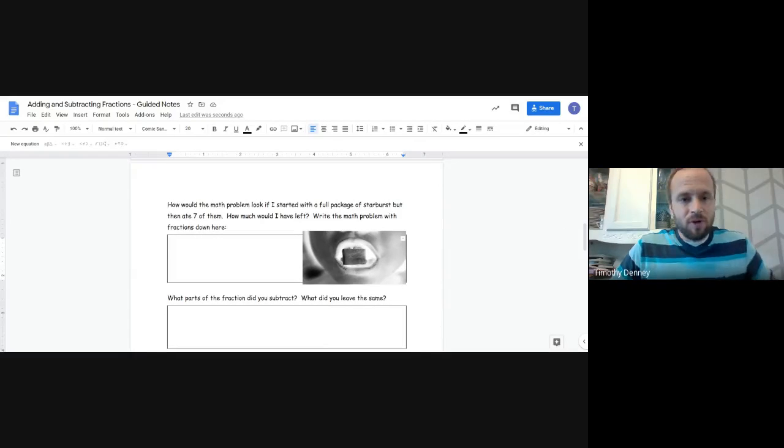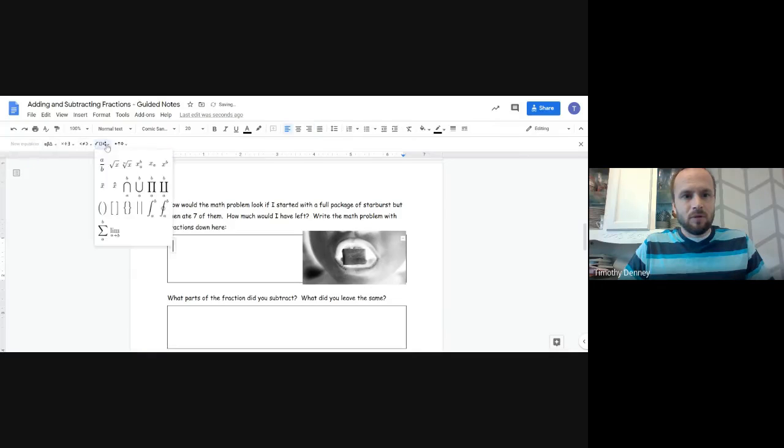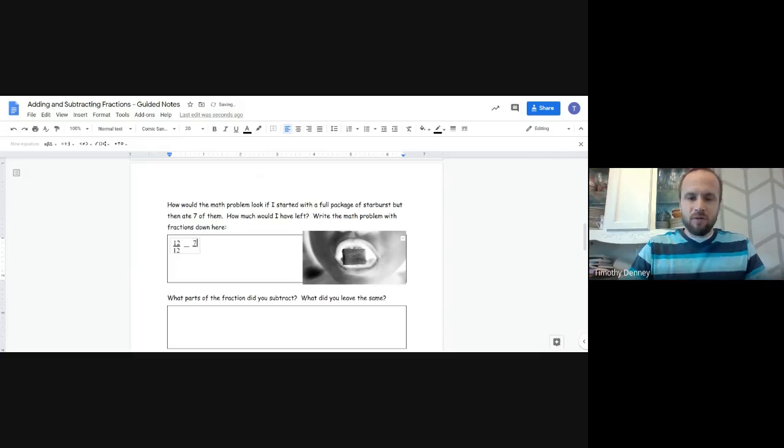So subtraction is a similar process, but let's look at a problem. How would the math problem look if I started with a full package of Starbursts, but then ate 7 of them? How much would I have left? Write the math problem with the fractions down here. Again, my package is still 12 parts to make a whole. I started out with a whole package, so I better have 12 parts. That's my whole there. I'm going to take away 7, because I ate 7 of them. That leaves me with how many? I still need 12 parts to make a whole package, and I'm left with 5 of those Starbursts.